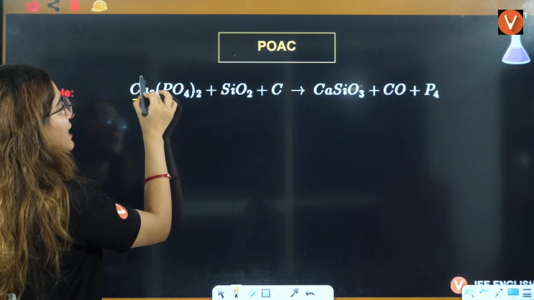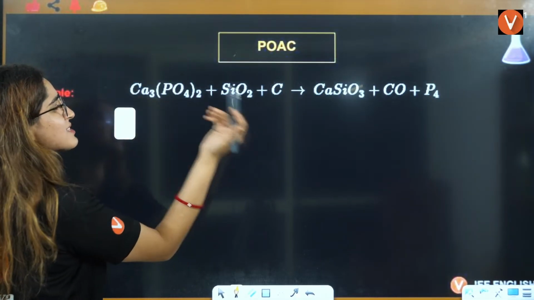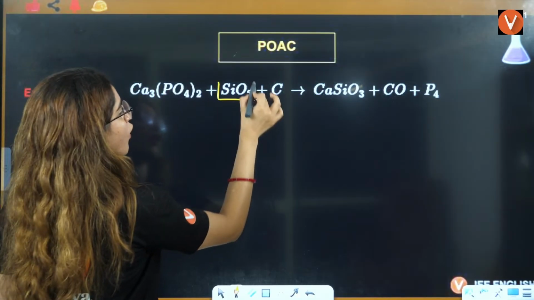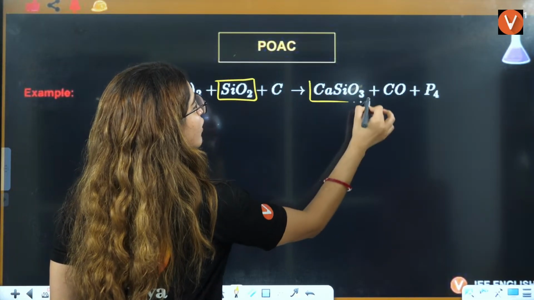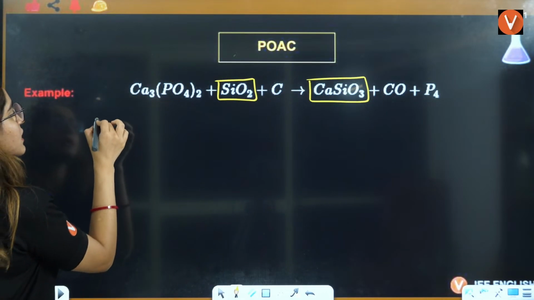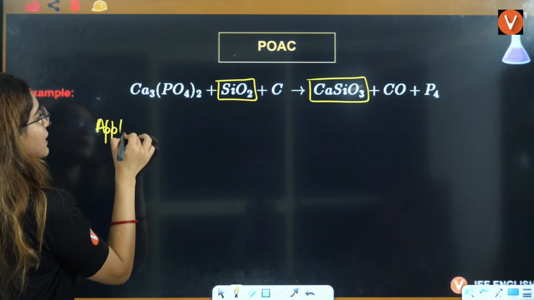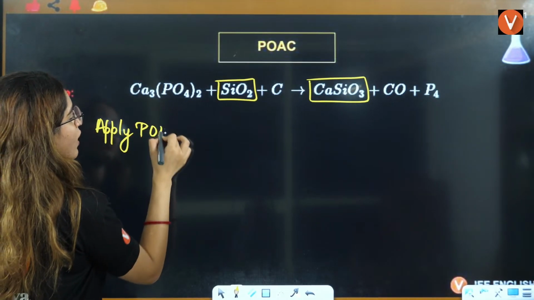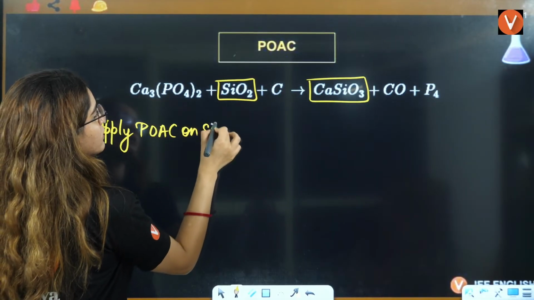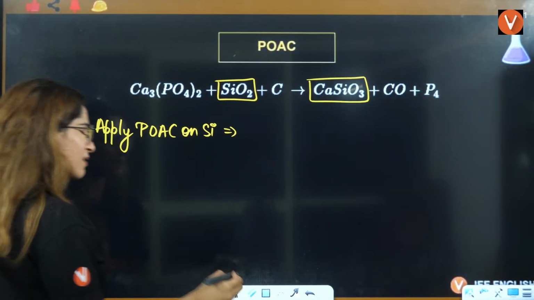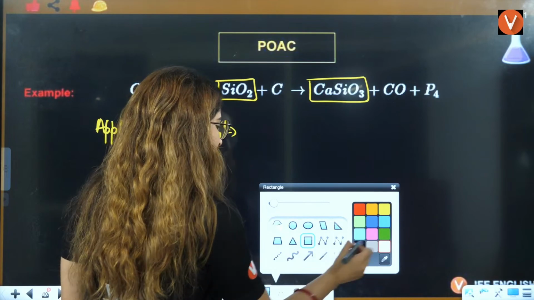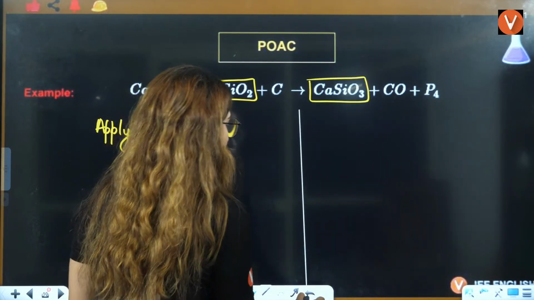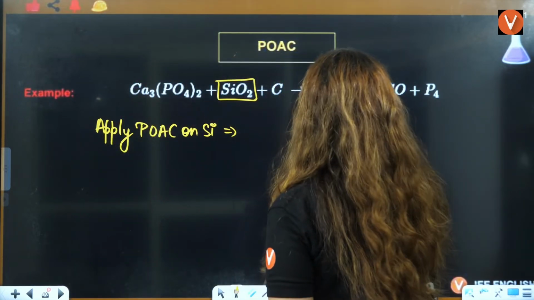Because this is calcium we have done, phosphorus we have done. Let's say someone is asking you for silicon. Silicon is present here, right? Apply POAC on silicon. After that, I'll apply POAC in carbon also. Here now, I'll also apply POAC on carbon on the same page, right?